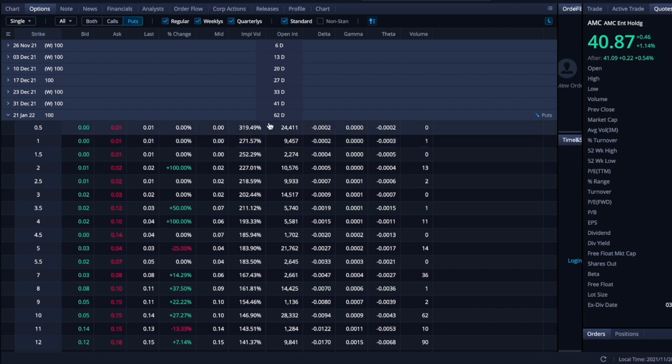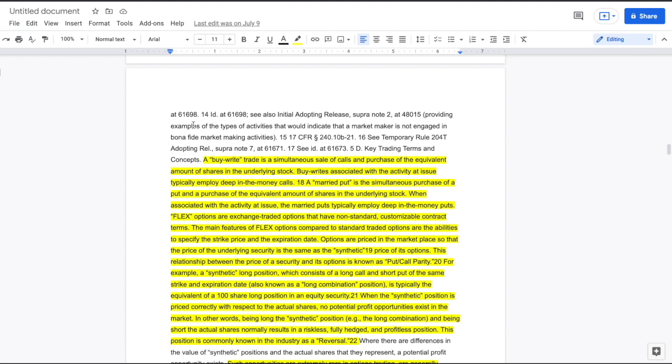So there is something very strange going on with the option chain right now. The main features of flex options compared to standard traded options are the abilities to specify the strike price and the expiration date.